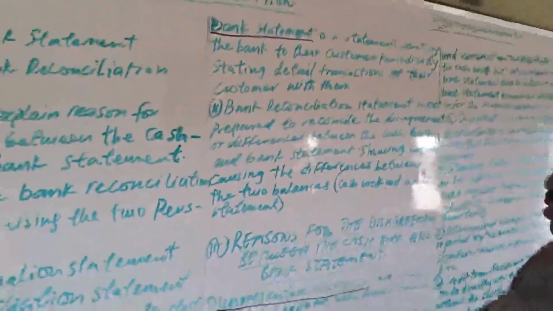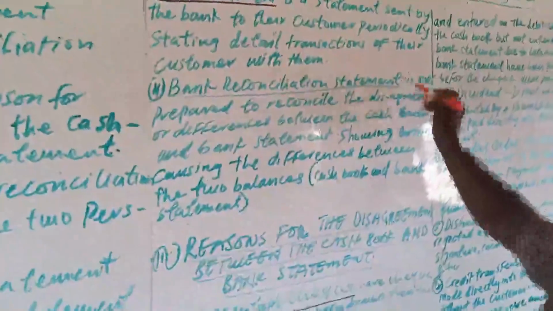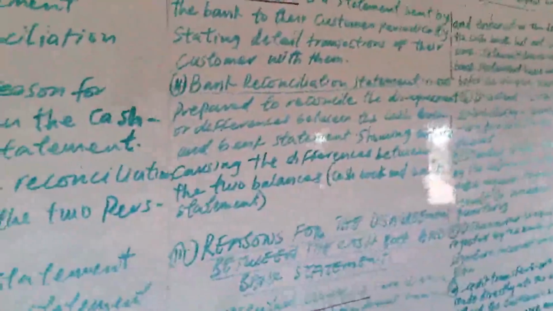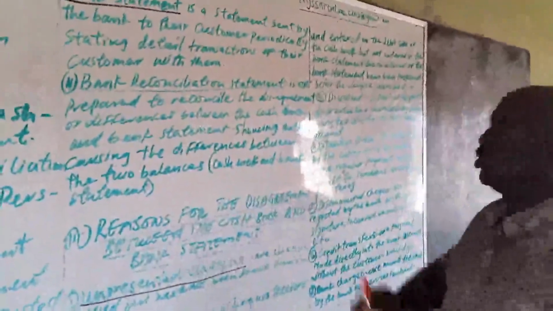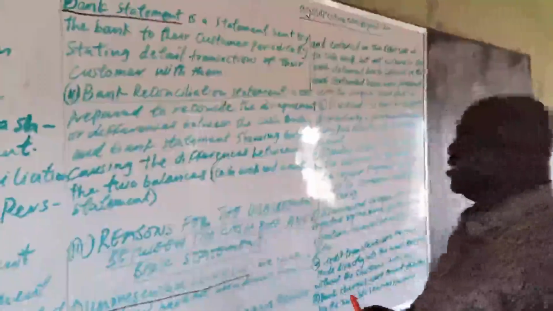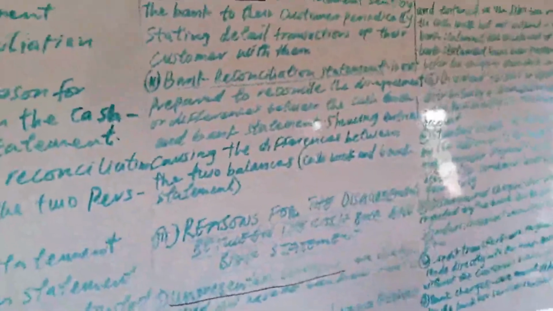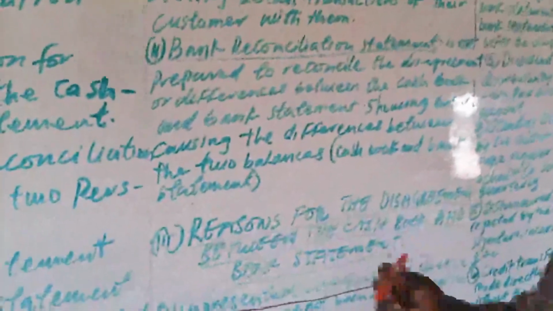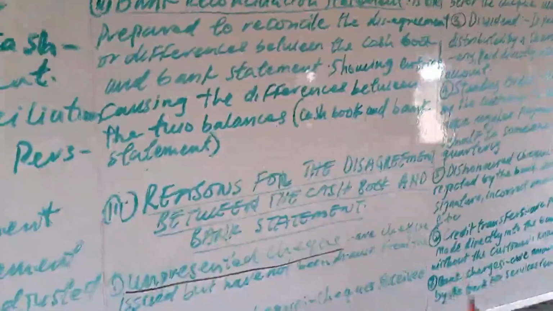And number 2, let us look at the definition of bank reconciliation statement. Now, the bank reconciliation statement is one prepared to reconcile the disagreement or the differences that occur between the cash book and the bank statement, showing entries causing the differences between the two balances, that is, between the balance of the cash book and the balance of the bank statement. Now, let us look at the reasons for disagreement between the cash book and the bank statement.